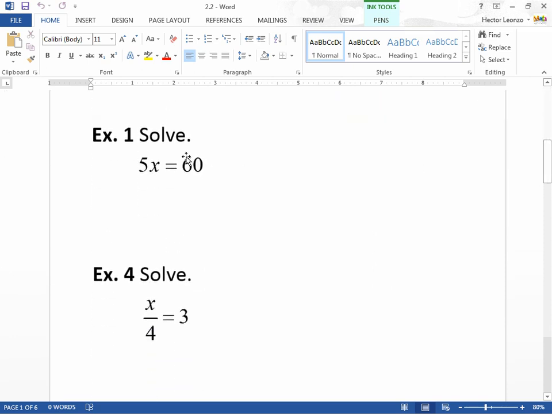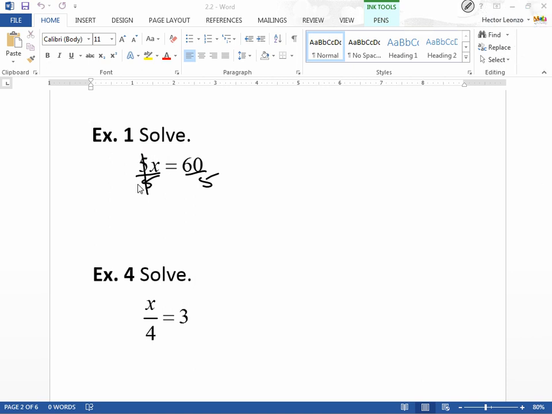So for example, 5 times x. We're going to start dealing with what if the number in front of the x is not a 1? What if it's a 5? Two numbers put together means times. So let me divide by 5. We're going to do the opposite operation. 5 divided by 5 is 1.